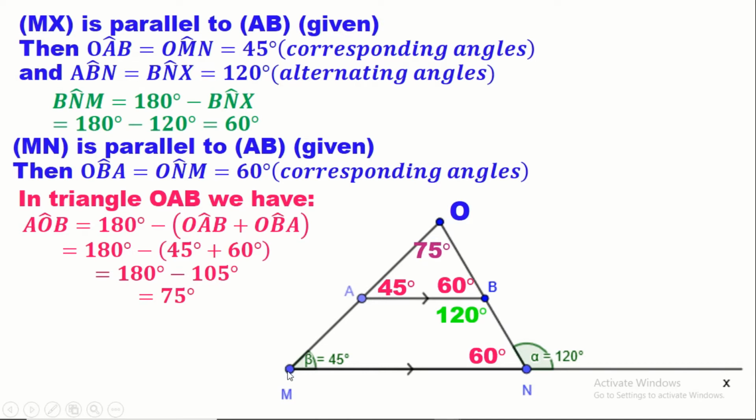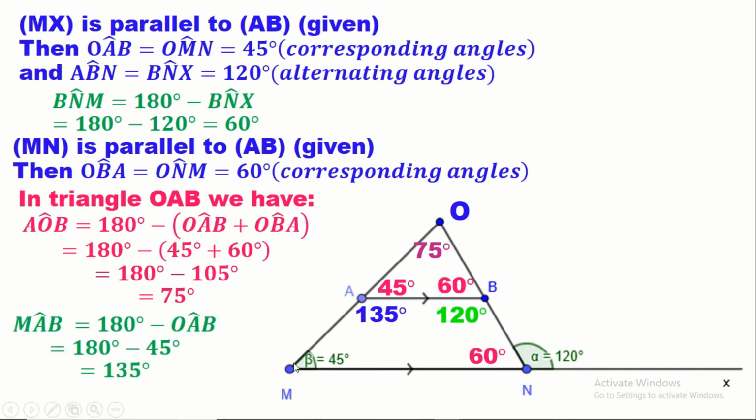Something else, to calculate the angle AB, if you note something, we have here a straight line that should form a straight angle. OAM is a straight line. It forms a straight angle, which is 180 degrees. Now if you think about the supplement of the angle OAB, which is 45 degrees, then the supplement will have the measure 135 degrees. So the angle AB is equal to 180 degrees minus the angle OAB, which is 45 degrees, so it's equal to 135 degrees.